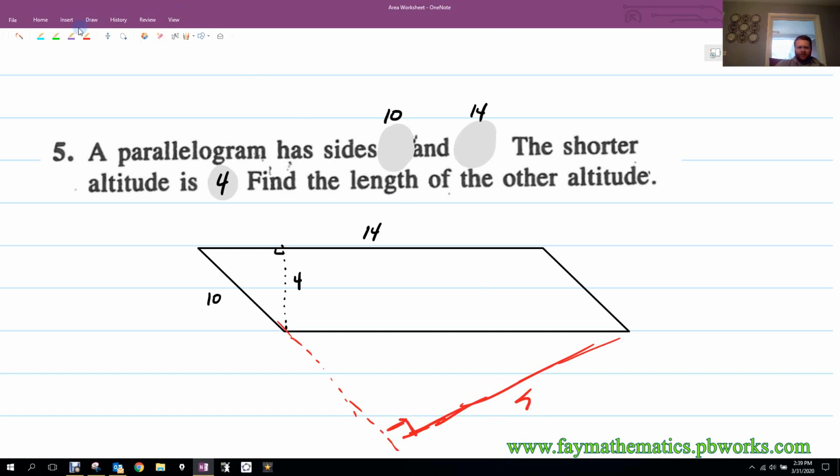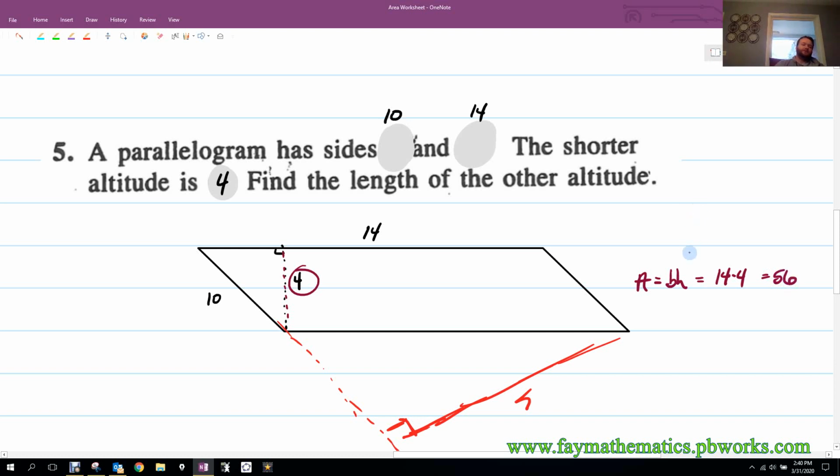Okay, so what we're going to do in this problem is find the area using the information they gave me. Well, if this is my shorter altitude, which is 4, remember altitude times the base is the area formula for a parallelogram. So I'm going to go 14 times 4. Okay, so that's going to give me 56. 56 is the area of this thing.